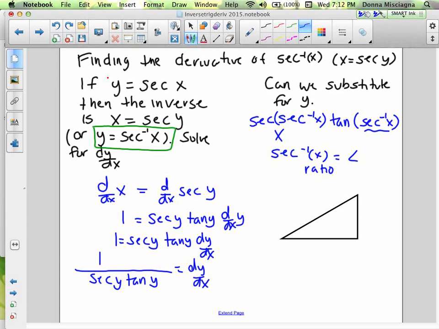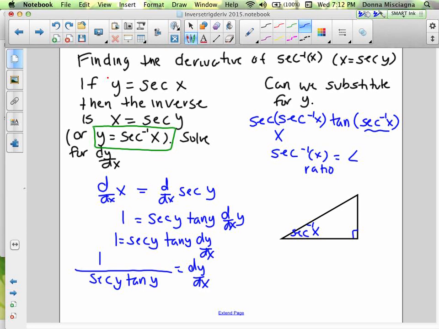Very handy, I have a triangle down there. How about this angle right here? This angle is going to be arcsecant x, because arcsecant x is just an angle. That's just a model. I could represent any angle I want, other than the right angle, of course. But I like that one. That one looks good.